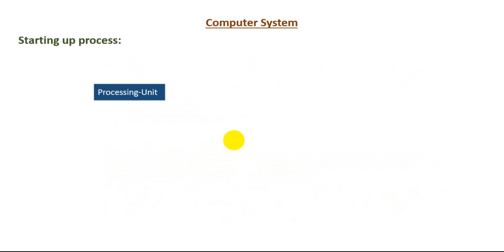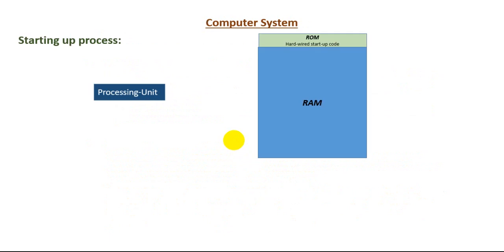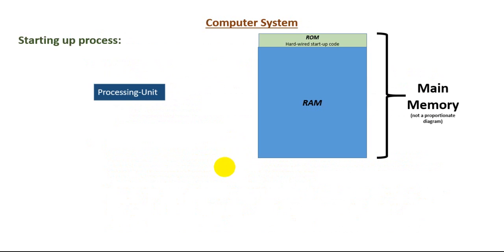You have the processing unit, and then you have the main memory. Now, this is the diagram I wanted to show you. If you look at it, ROM and RAM make up the main memory. These two things together we call the main memory. So this is not the secondary memory. The processing unit will be able to work with this as well as with this.